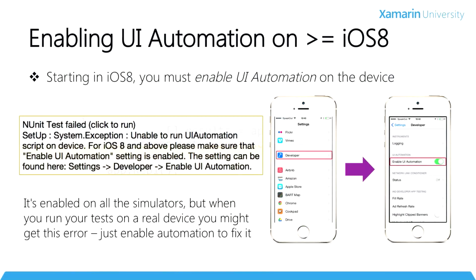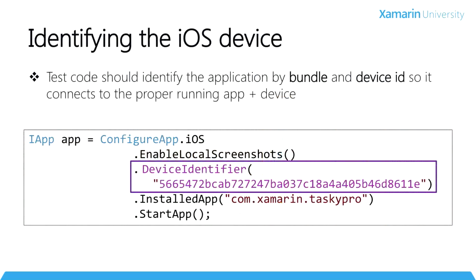Next, if your device is running iOS 8 or later, which it likely is at this point, Apple now turns off UI automation by default for non-simulated devices, and you must enable it in the developer settings. If you reset the device or update iOS on it, then you will likely have to repeat this step, as Apple will turn it back off when they refresh the operating system.